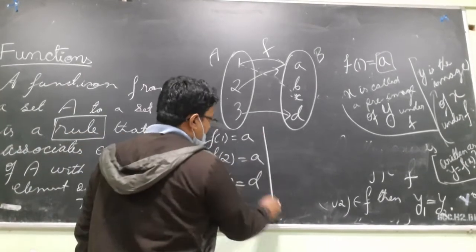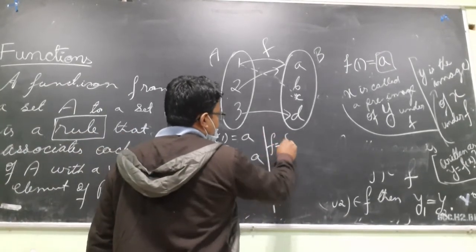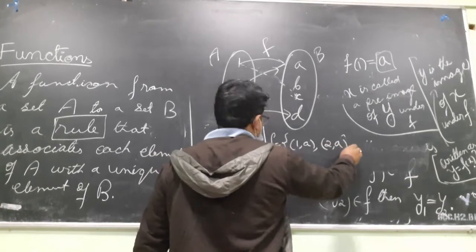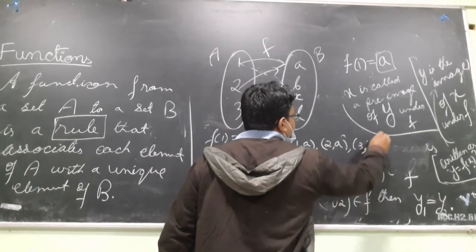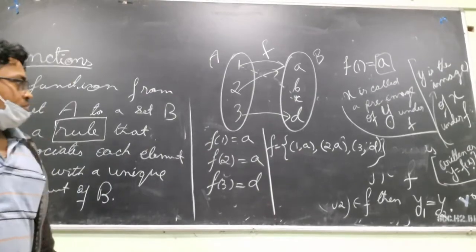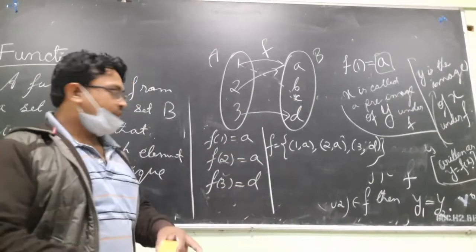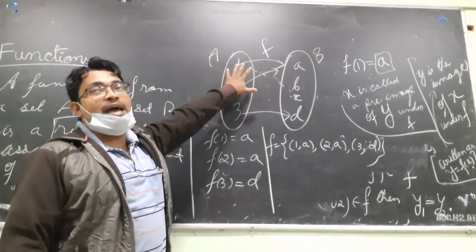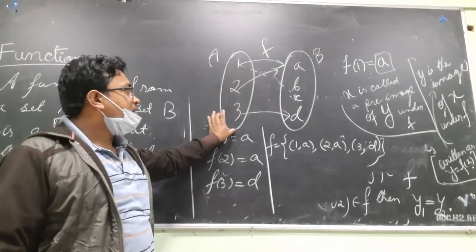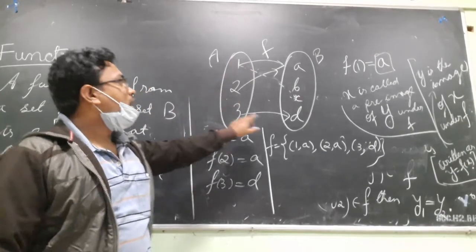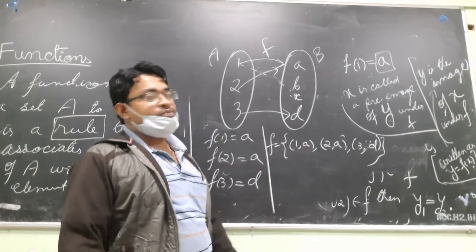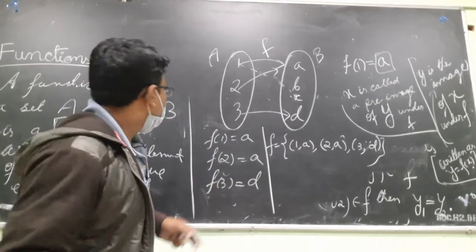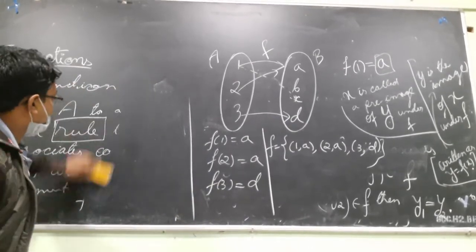So in the form of relation, how will I write? I will write f as: 1 is related to A, then 2 is related to A and 3 is related to D. So in terms of relation I write it this way. So a function has different forms of representation. One is this diagram. The first set here is called the domain, and the second set is called the codomain. And the set of second elements is called the range.